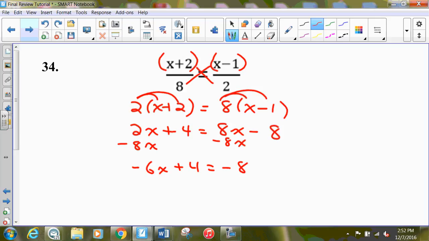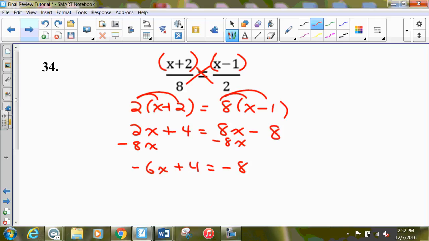Now I'm going to get rid of my 4. So with DC-GAM, we distributed, we can do the G part, we can gather like terms. We didn't combine like terms, but we did gather our x's, so we did the G part.